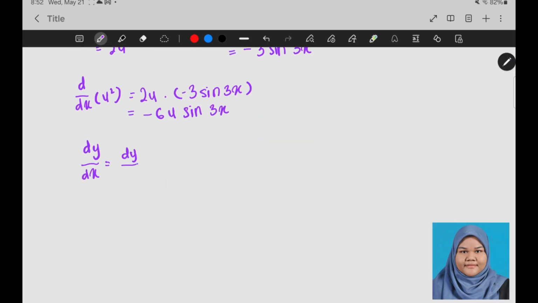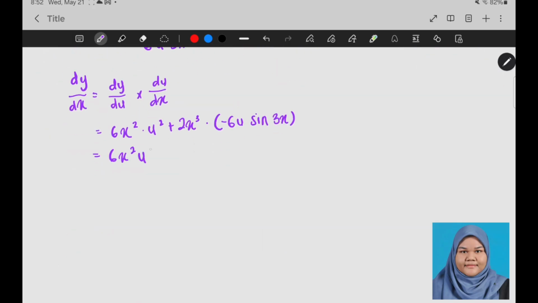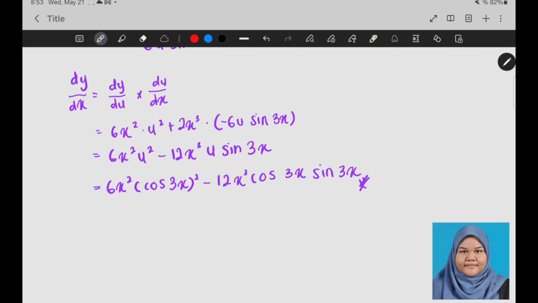We substitute it into dy/dx equals dy/du multiplied with du/dx. 6x squared multiplied with u squared plus 2x cubed multiplied with negative 6u sine 3x, we get 6x squared u squared minus 12x cubed u sine 3x. And the answer is 6x squared cos squared 3x minus 12x cubed cos 3x sine 3x. That's it.